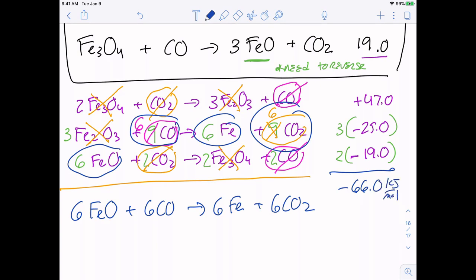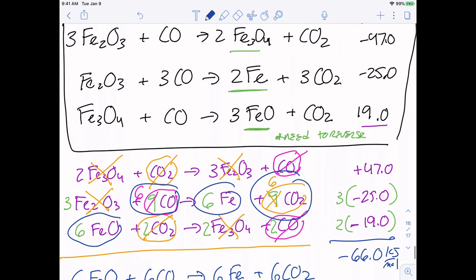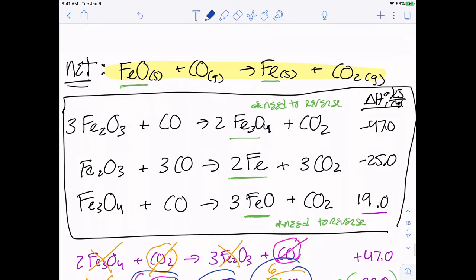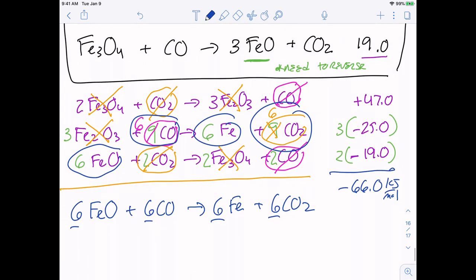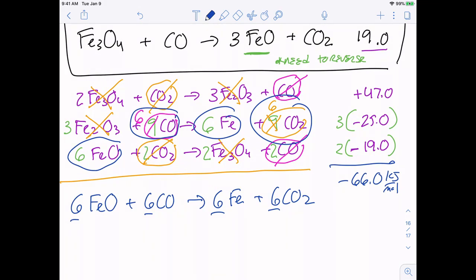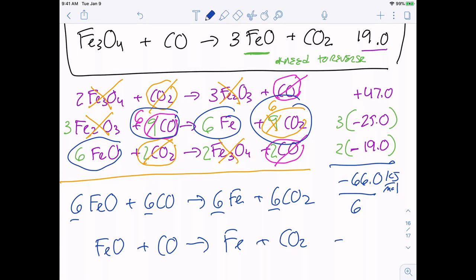So we're almost there. This is where I said I was going to multiply and then divide. Because I have a 6 in front of all of these, I need to reduce it, right? If I divide them all by 6, then I get 1s, which is what I'm looking for. So divide everything through by 6. I need to divide this by 6. So FeO plus CO going to Fe plus my carbon dioxide. And then negative 66 divided by 6 gives me a negative 11.0 kilojoules per mole.